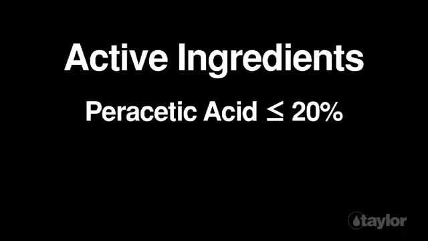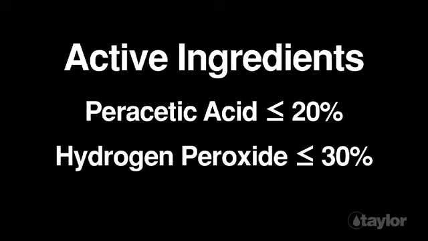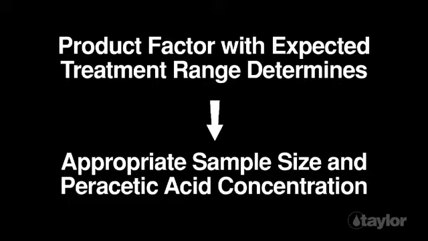This test determines peracetic acid concentrations in systems treated with products that contain only peracetic acid, up to 20%, and hydrogen peroxide, up to 30%, as the active ingredients. The product factor represents the peracetic acid in the treatment product and is used, along with the expected treatment range, to determine the appropriate sample size for the test and to calculate the peracetic acid concentration in the system.